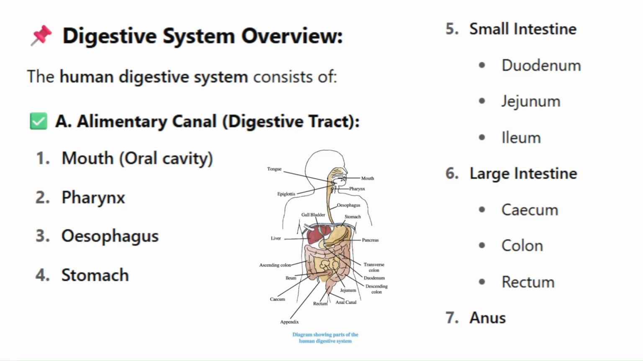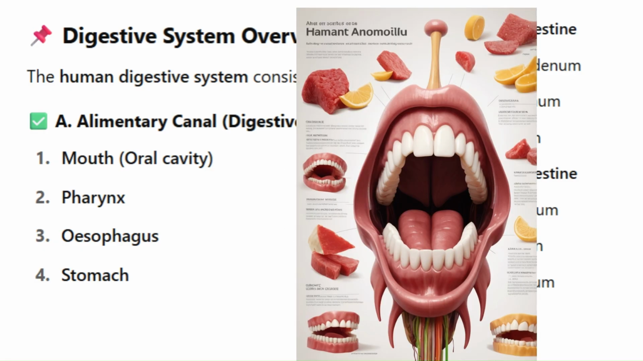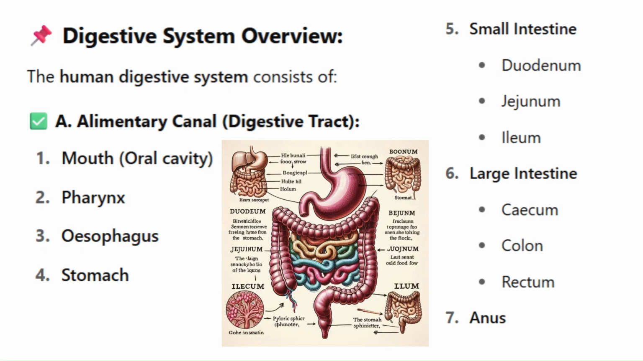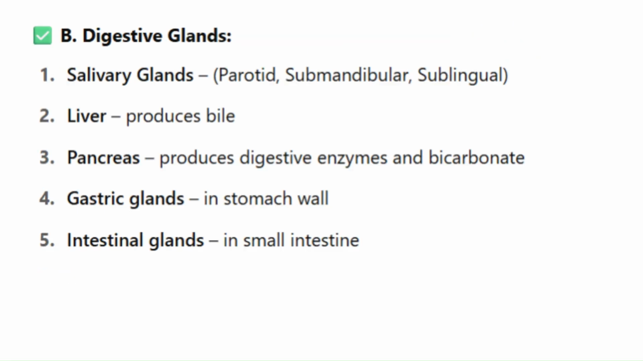1. Mouth, oral cavity. 2. Pharynx. 3. Esophagus. 4. Stomach. 5. Small intestine with its division, duodenum, jejunum, ileum. 6. Large intestine with its 3 divisions, cecum, colon, rectum. And finally, 7. Anus.